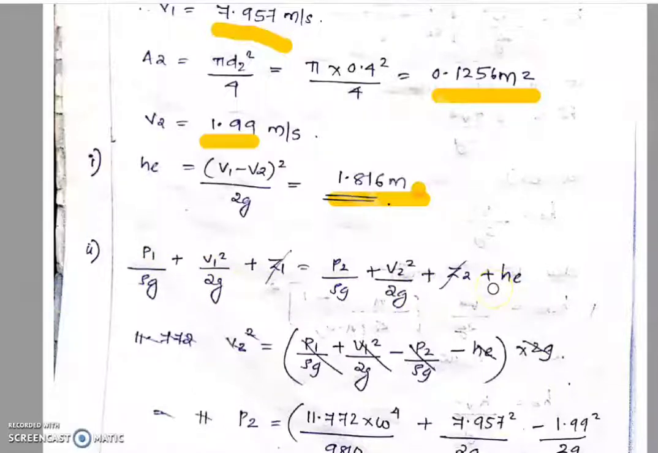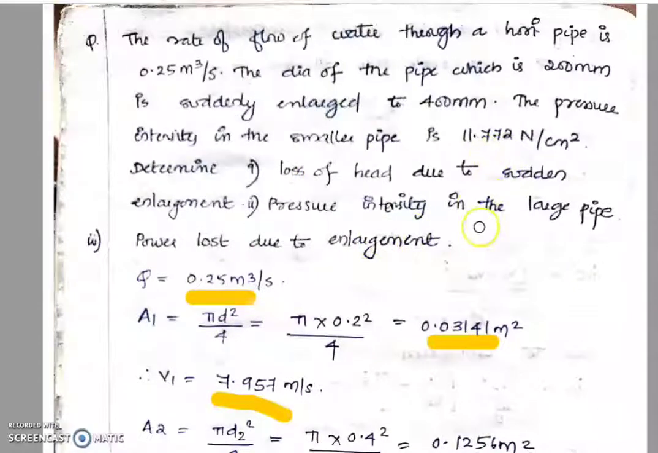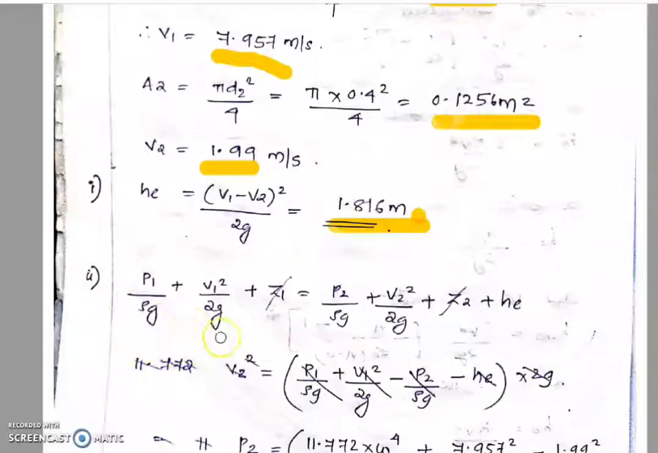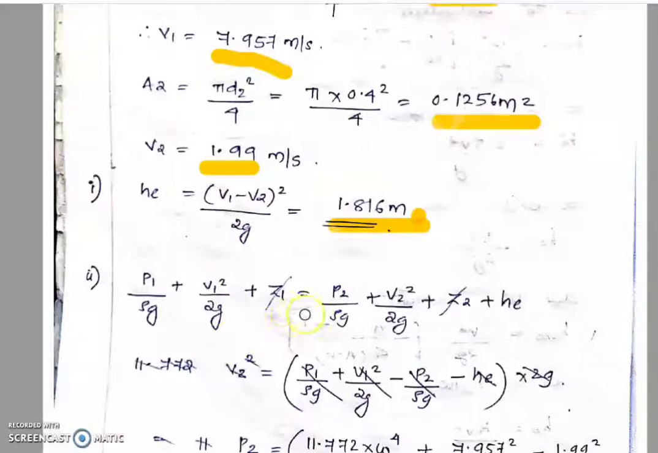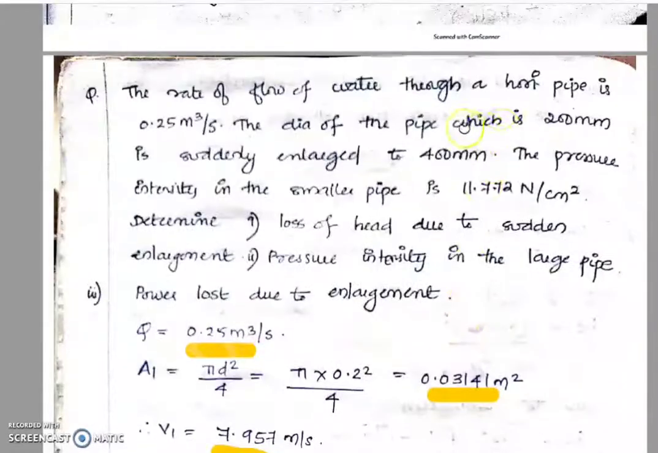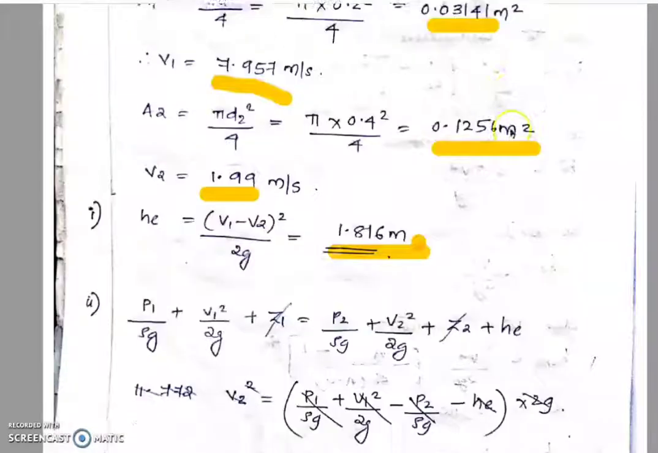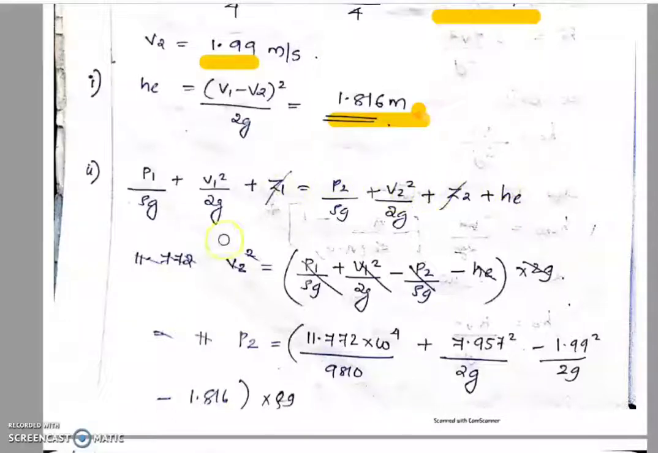So why we are using Bernoulli's equation is that P2 should be found out. P1 we already have. To find out P2, you have to use Bernoulli's equation itself. Okay, so here P1 is known, that is 11.772 Newton per centimeter square, divided by rho g, that is 1000 into 9.81, plus V1 square by 2g. What is V1? You know that it is 7.957 square by 2 into 9.81. Z1 and Z2 both are same. Why? Because it is given in the question that it is a horizontal pipe. So Z1 and Z2 both are same, so this will cancel each other.